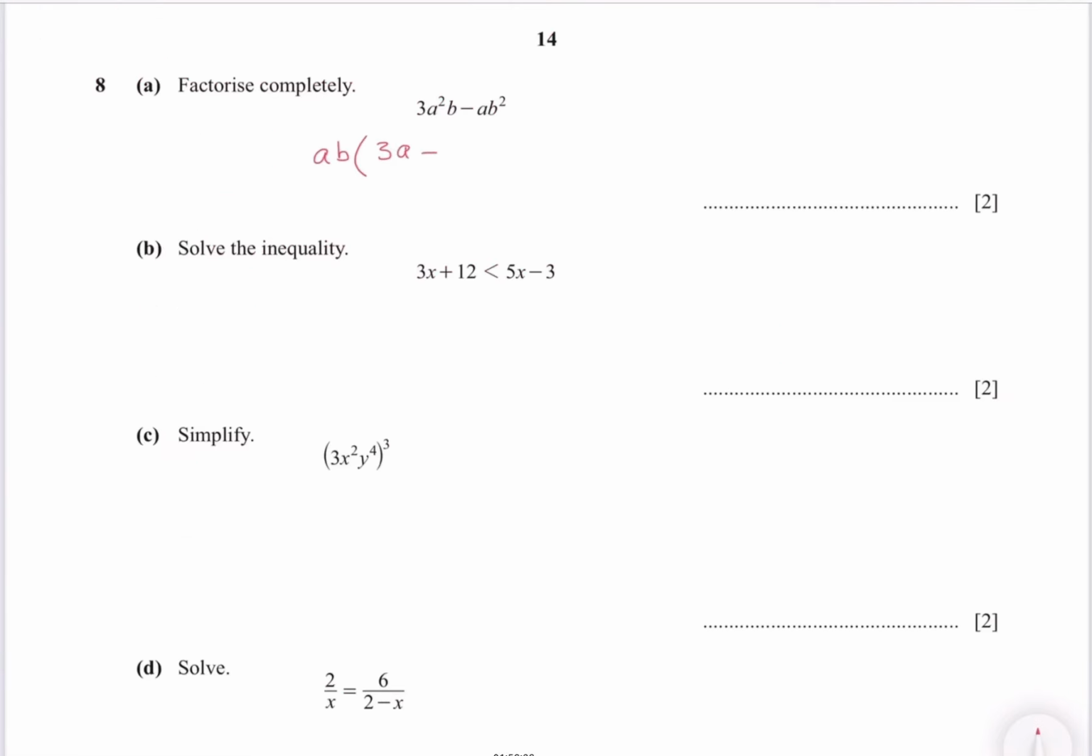So these are your answers. Question number 8, factorize completely. So these are the baby questions. Take ab as common. So your bracket is 3a minus b. So this is your answer.